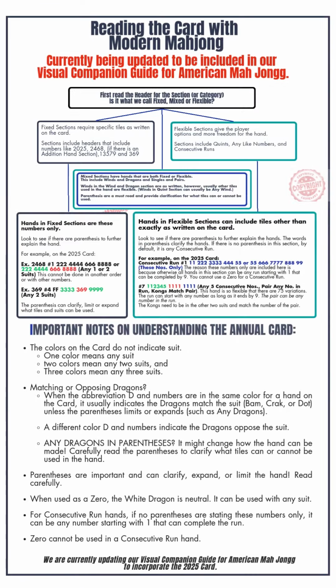So this is what our full visual looks like when we have it in our visual companion guide for American Mahjong. This is going to be updated because there are not really rule changes, just a few little tweaks and clarifications. So we're going to be updating our visual companion guide. It's going to be on Amazon shortly, and we will send out an email.